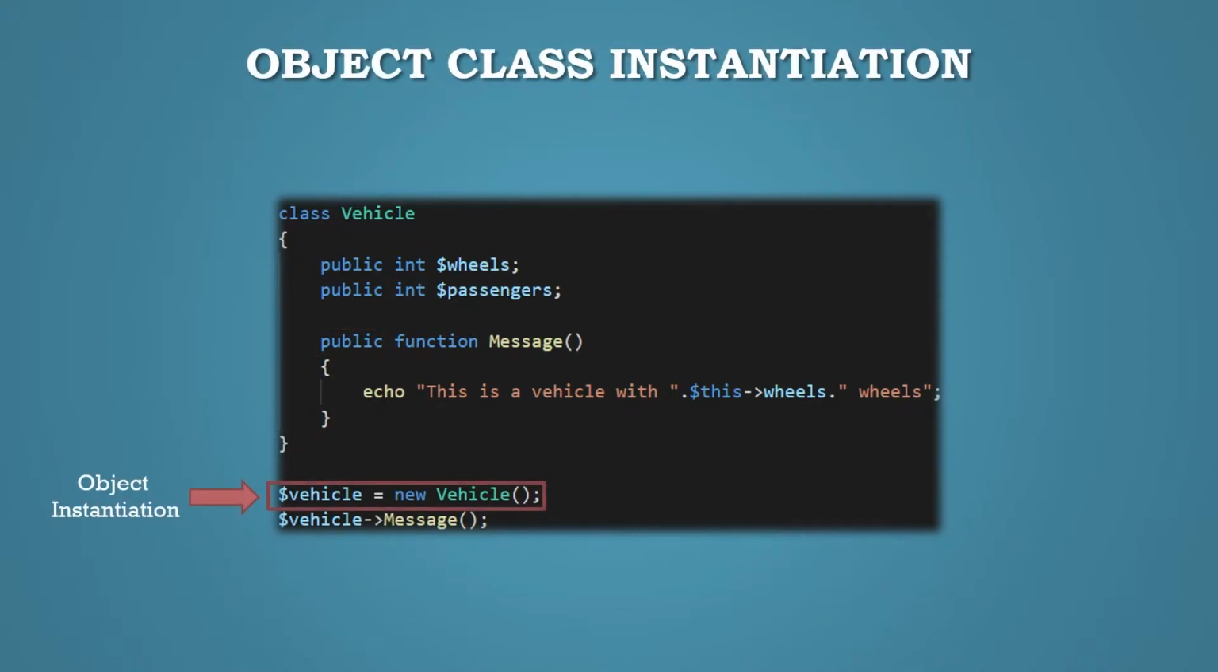And then for instantiating the class, we just need to declare a normal variable and then create a new instance of that class by using the new keyword followed by the name of the class and open and close brackets. And for accessing a property or a method of the class, we just use the name of the variable that we stored the class in, followed by the arrow symbol and then the name of the method or property that we want to access.